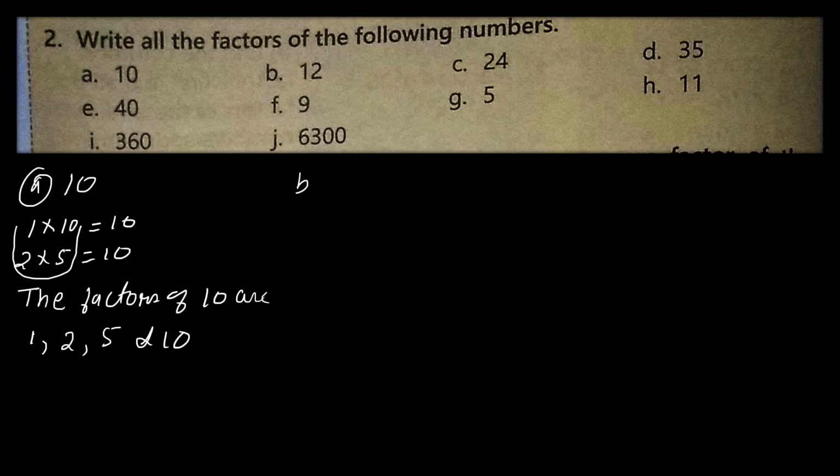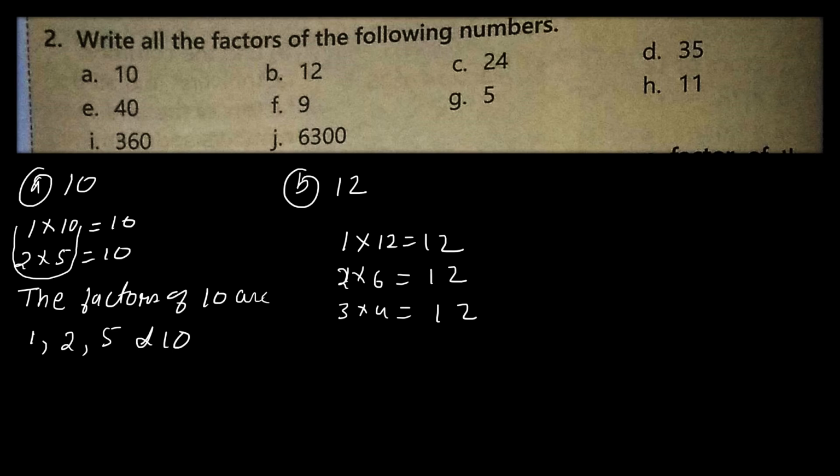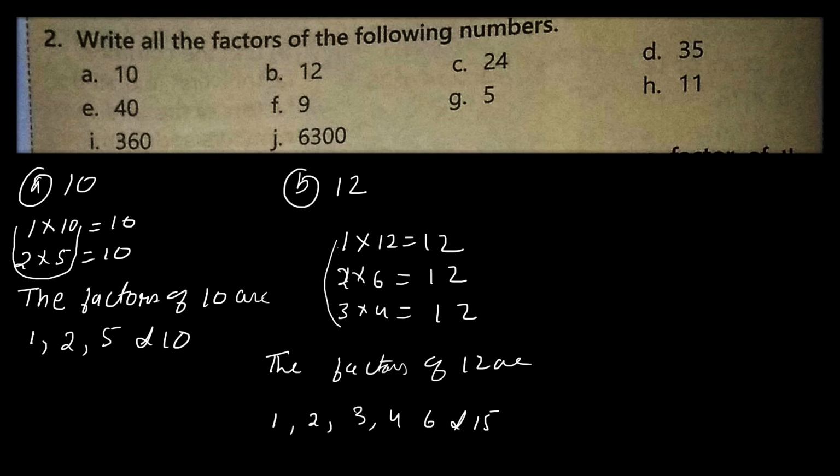Then number B, that is 12. So 1 into 12 is equal to 12. 2 into 6 is equal to 12. 3 into 4 is equal to 12. Then 4 into 3, so no need to write. So the factors of 12 are 1, 2, 3, 4, 6, and 12. I'm doing this one, and you try number C, number D, and number E.